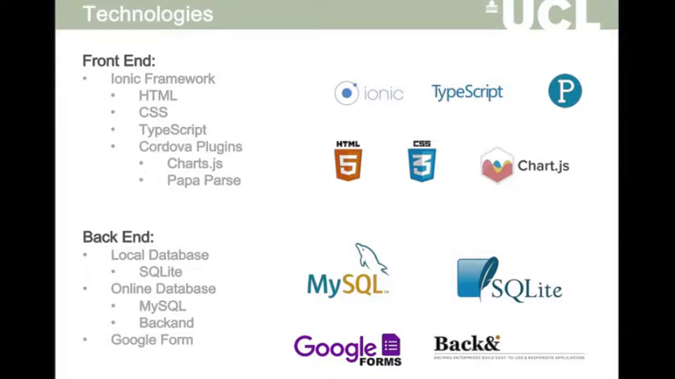For the front-end technologies, the Ionic framework was used, which is built on HTML, CSS, and TypeScript. This allowed us to implement Cordova plugins such as Chart.js, which produced a variety of interactive and aesthetically pleasing charts. For back-end technologies, SQLite was implemented for local storage, and MySQL was used for the online backup, hosted on a provider called Backhand. A pre-existing Google form database is also still provided to allow volunteers to register from home.